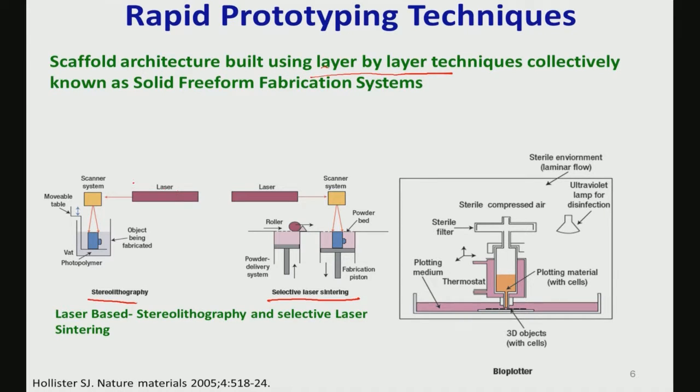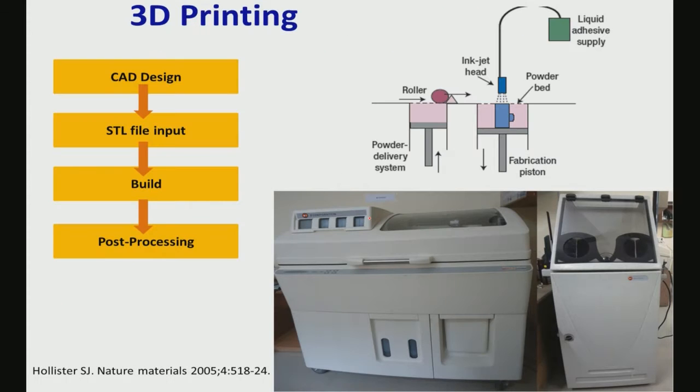What you see here in stereolithography is that your laser is focused on a scanner system when the object is being fabricated. There is a vat with photopolymeric solution, and your structure is fabricated in a layer by layer manner. The second one is selective laser sintering. You start with a powder bed and focus your laser on the structure, then the powder bed moves one layer at a time, it is heated up, sintered and solidified in this selective laser based sintering technique.